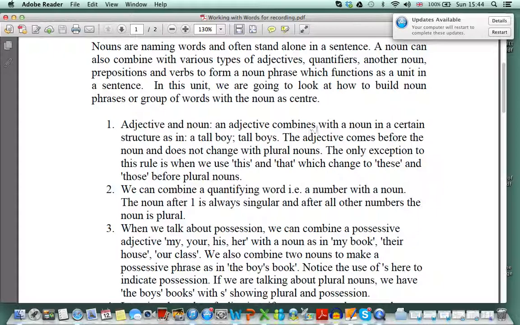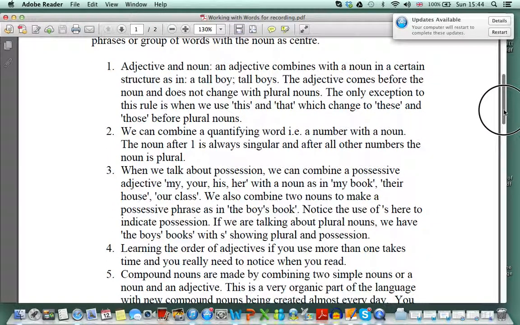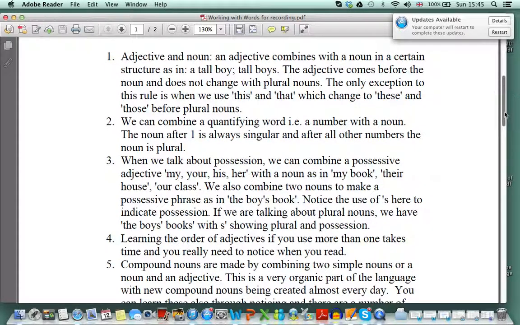The second way we'll consider is combining a quantifying word, for example, a number, with a noun. The noun after one is always singular, and after all other numbers, the noun is plural.